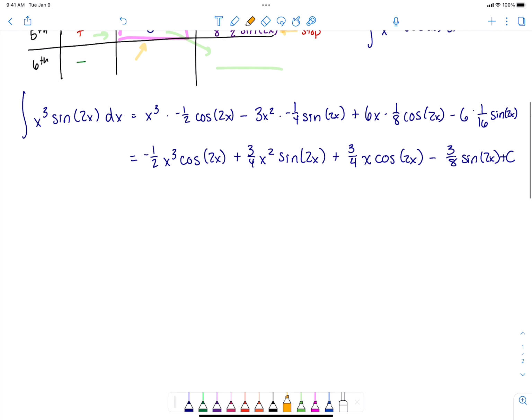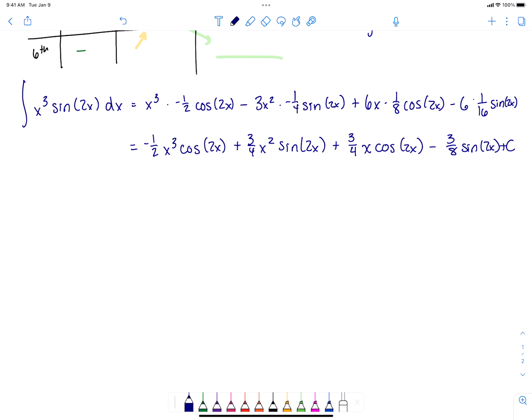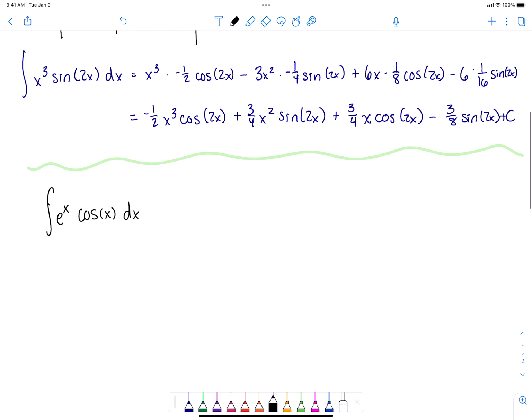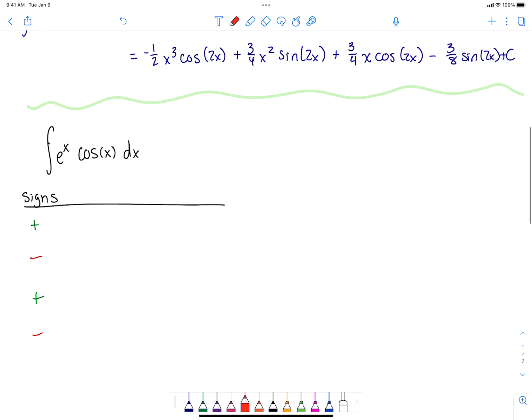So let's take a look at another example here. If we've got, say, the integral of e to the x cosine of x dx, and we go ahead and try to make our table, I'm not going to do the terms column anymore. You can still do that, but I'll do the signs. And it's kind of nice to do positive, negative, positive, negative, and change the signs just so that we're really paying attention to what we're doing there.